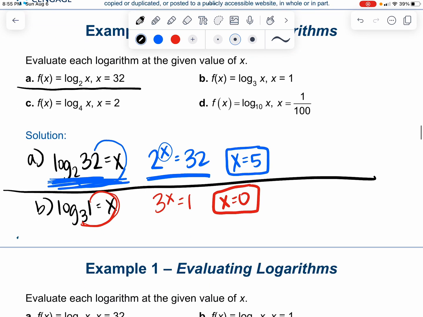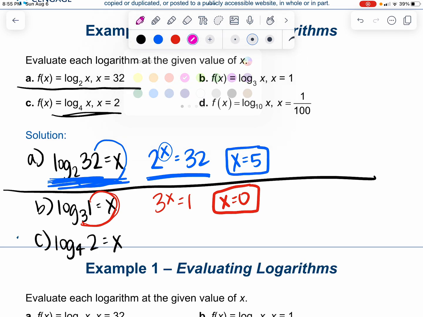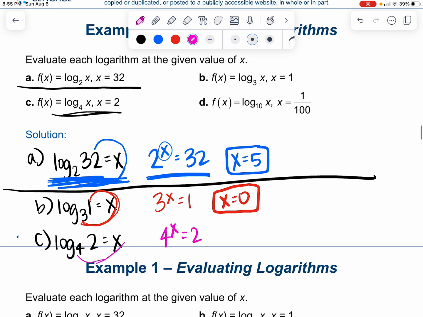All right, part C, log base 4 of 2. So I'm going to switch that. It'll be 4 to the x equals 2. So 4 to the what is 2? Now that's not as easy because it's not a positive integer like we had in part A, or 0 like we had in part B. So I'm going to have to go back to how I solved exponential equations, and I'm going to try to use that same base strategy, or the one-to-one strategy.